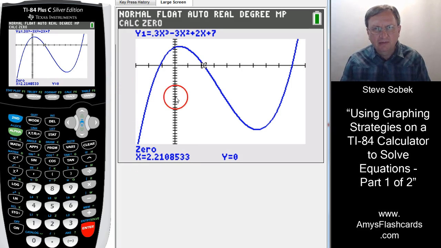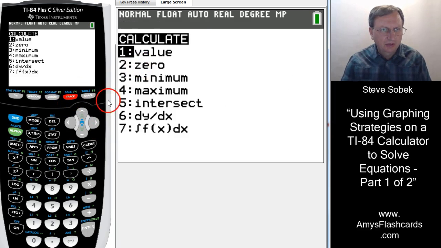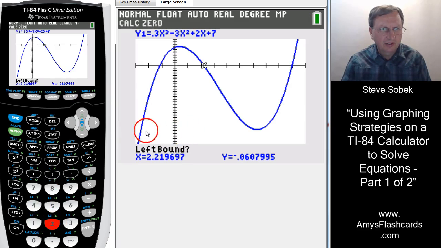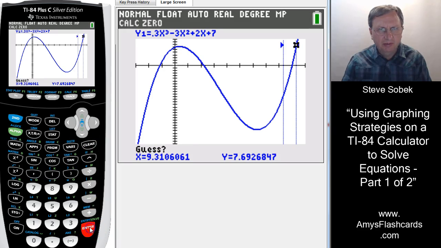I suggest that you pause the video and get this final 0 of the function, and then I'll restart the video and watch me as I do that as well. Okay, now that you've restarted the video, I'm going to hit second, calculate again. I'm going to choose number 2. I'm trying to find the 0 of the function. I'm going to hit my right arrow key to get over near the final intercept. And that looks like a good left boundary. Hit enter to accept that. Hit the right arrow key to somewhere to the right of that point. Hit enter to accept that.